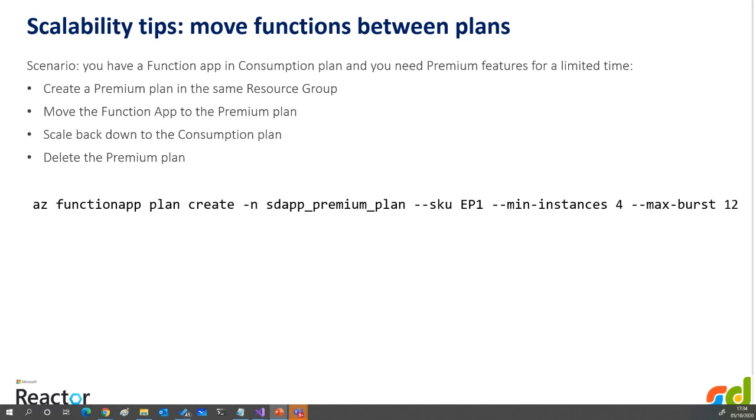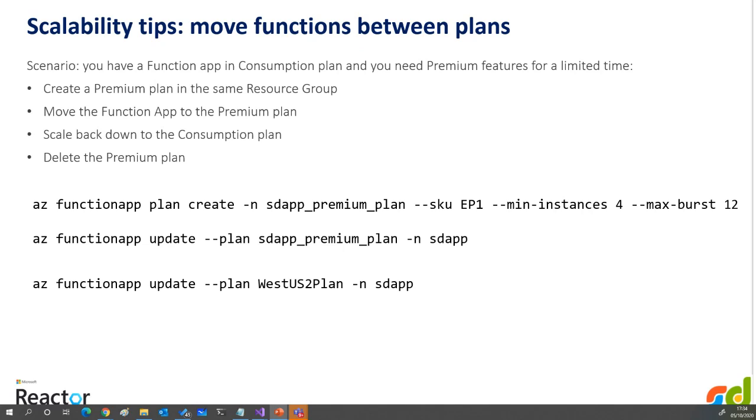To do that, you can use, for example, an Azure CLI script that can also be scheduled, where you can, for example, create a premium plan with the minimum instances, maximum instances, and the type of plan you want. You can update your function app to move from the consumption to the premium plan. So these two operations do exactly the same.